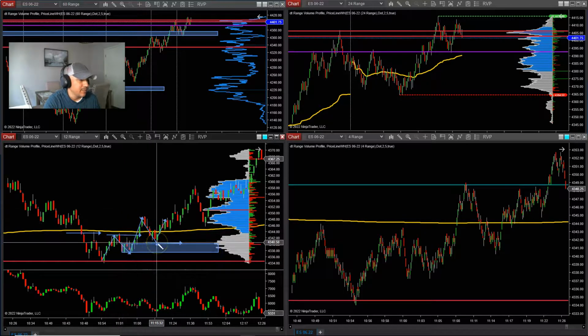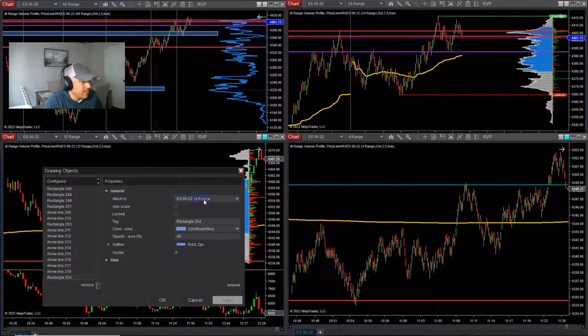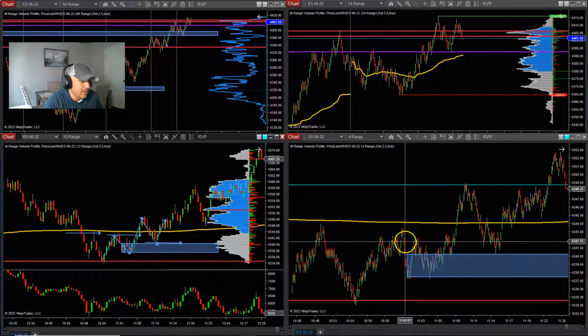Price taps into it, okay? I'm going to go ahead and show you. I'm going to do this on the four range as well so you can see. Wait for this to come up. Here we go. All charts. Click on OK. Come on. There we go. Here it is right here. All right. Okay. Price pushes down.